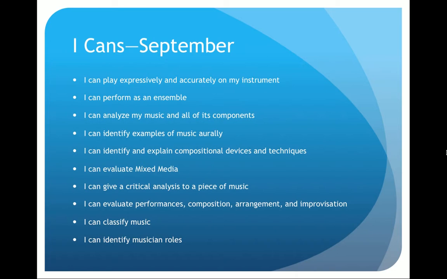So my ICANNs for September: I can play expressively and accurately on my instrument, perform as an ensemble, analyze my music and all of its components, identify examples of music orally, identify and explain compositional devices and techniques. I can evaluate mixed media, give a critical analysis to a piece of music, evaluate performances, composition, arrangement, and improvisation, and classify music, and then identify musician roles.